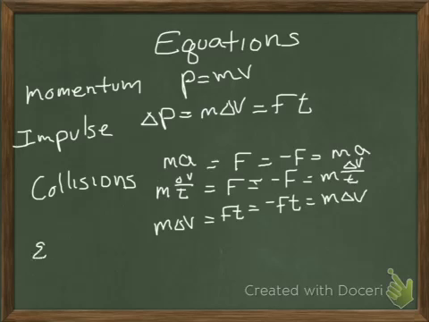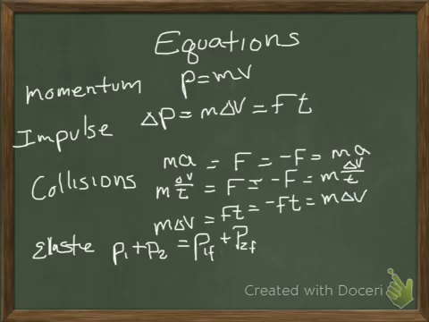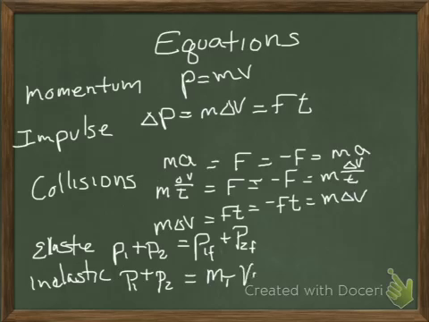In an elastic collision, our momentum before the collision is going to be equal to our final momentum after the collision. In an inelastic collision, the momentum before the collision is going to be equal to the total mass and the final velocity.